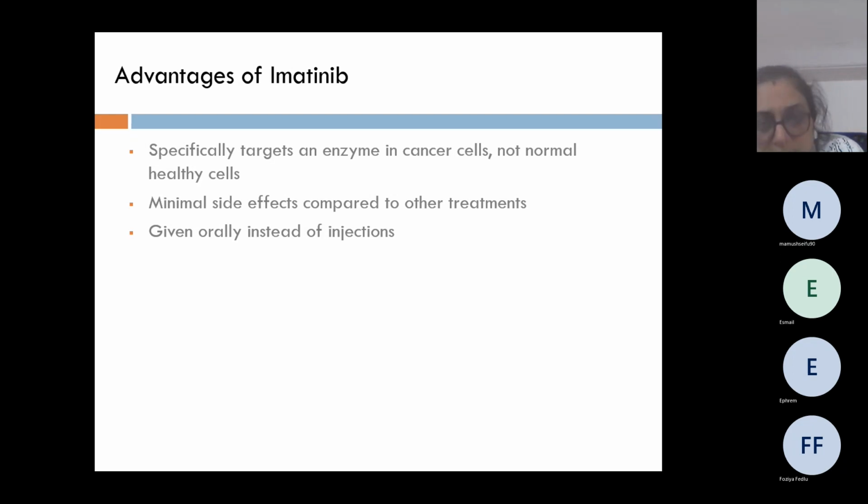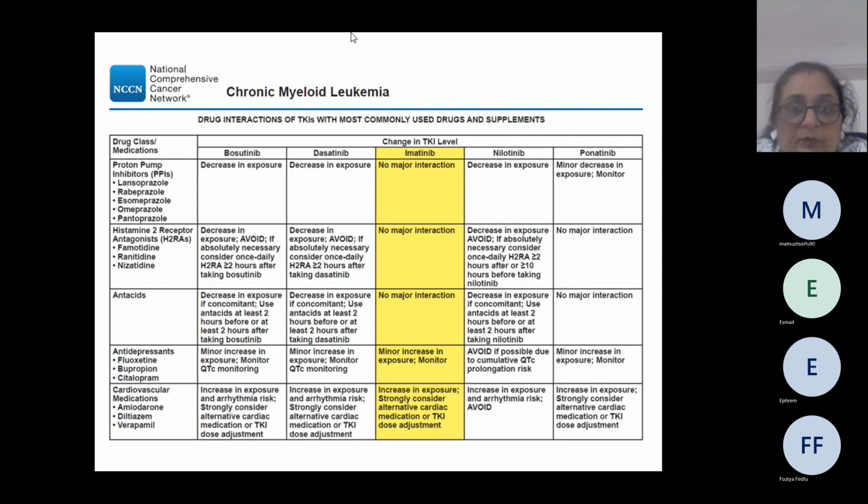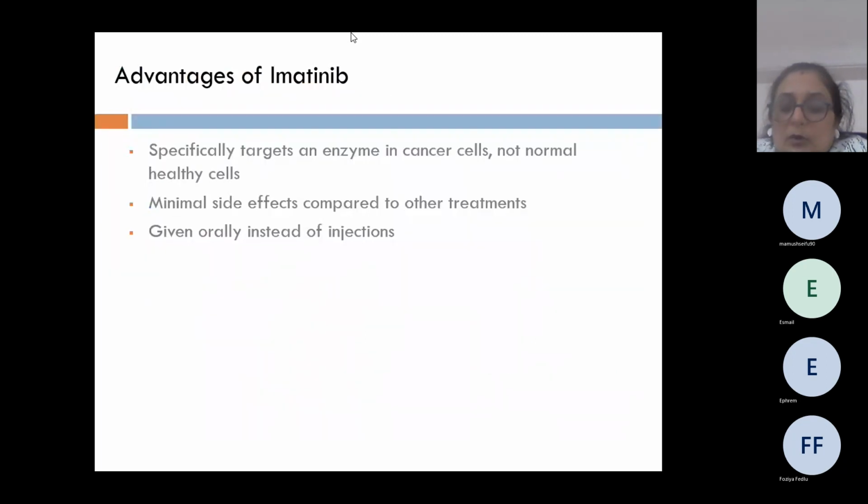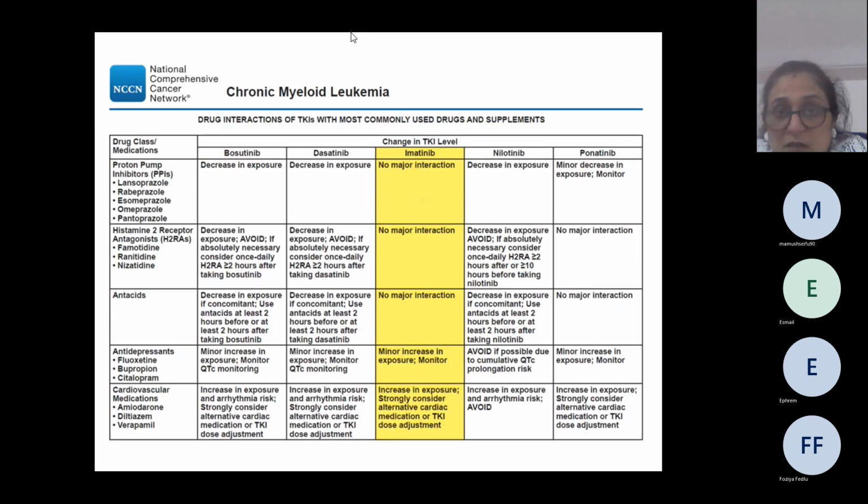Minimal side effects as compared to other treatment, given orally instead of injections. Whenever you have an oral preparation, it is always preferred because consuming is easier, and plus there is no hospitalization. Patient can take it at home. The patient does not have to go and admit themselves in the hospital. So no admission, no hospitalization. That's why imatinib is preferred over the injectables. So this was about the advantages, the side effects, the dosage and indications.